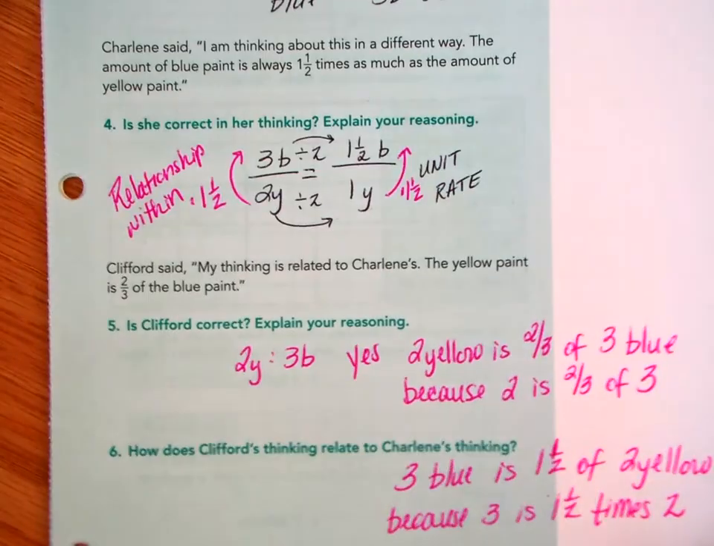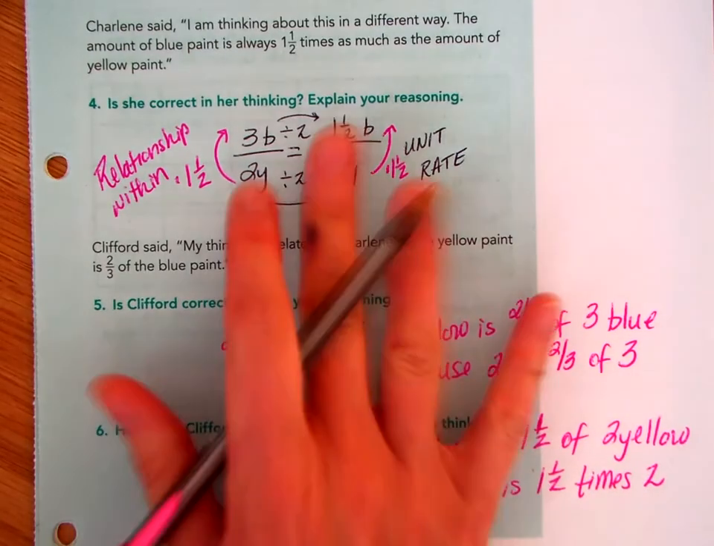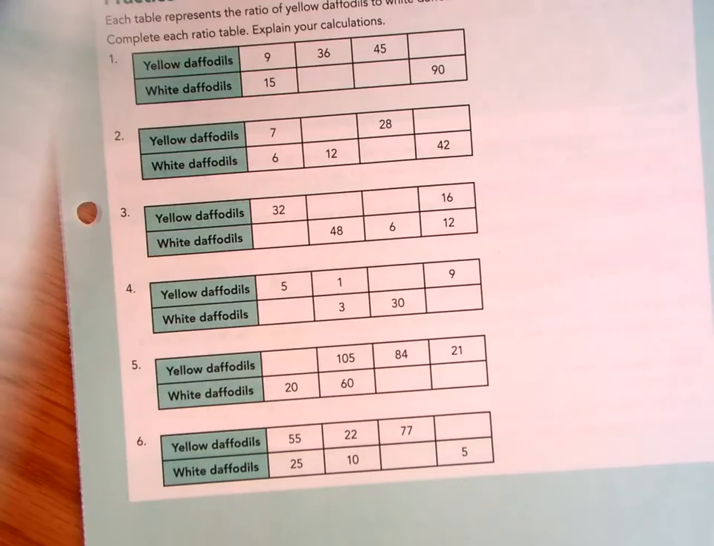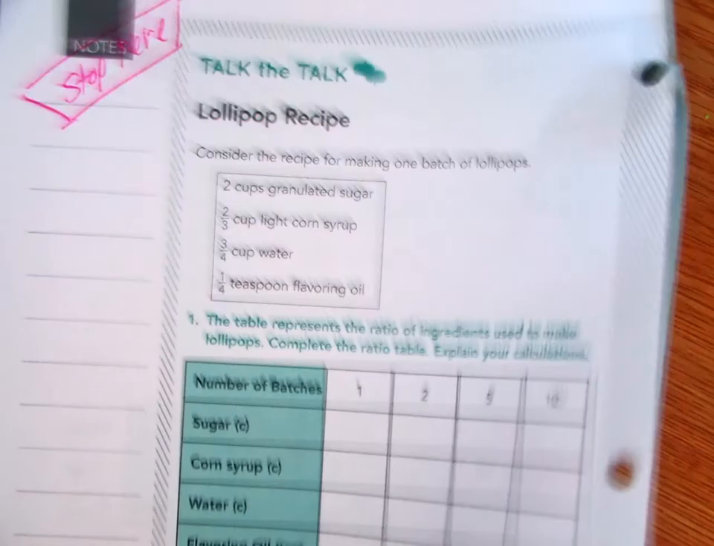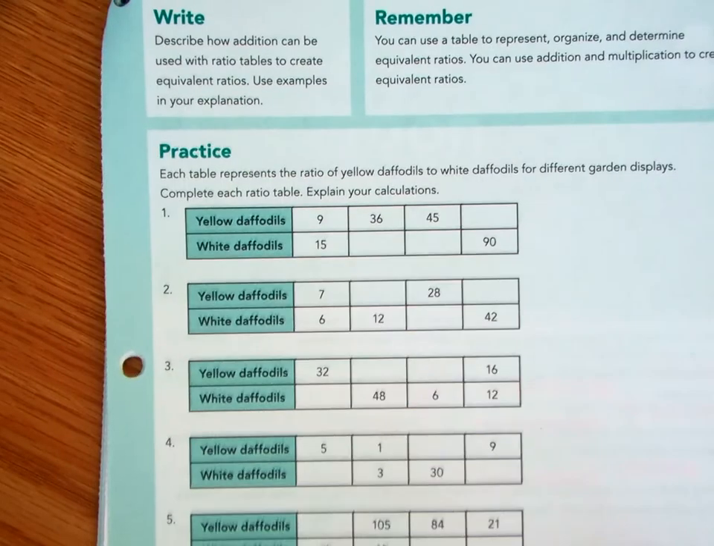These last couple questions are really challenging. These type of questions will not be tested. The type of things you'll have to work on will be things like Talk the Talk, the lollipop recipe, which I'll show in another video, and also these ratio tables.